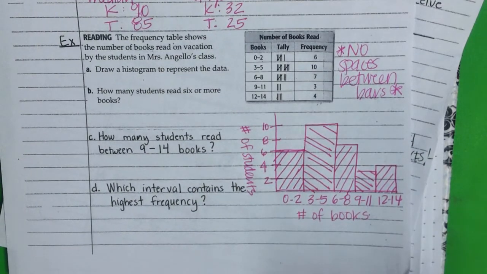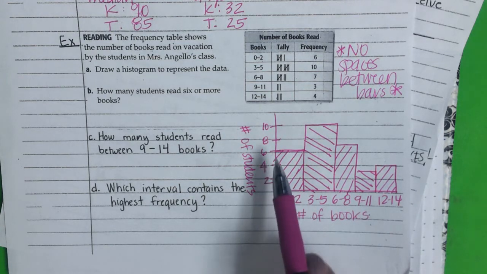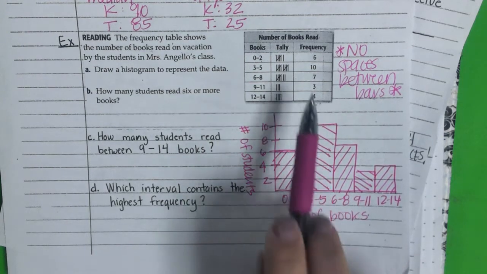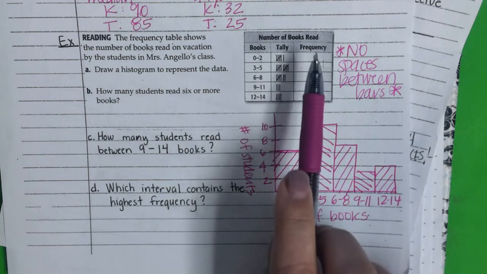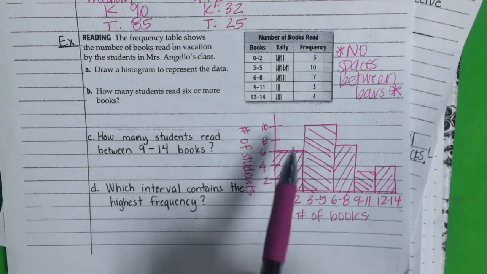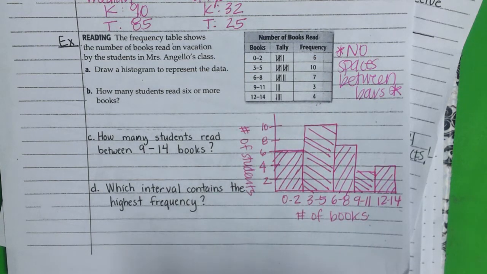So that number of like 0 to 2 is just the amount of books that each kid read? Yeah, 0 to 2 is how many books they read on vacation, yeah. And 6 students read 0 to 2. So 6 students, 0 to 2 books.